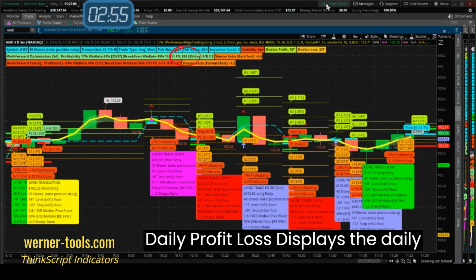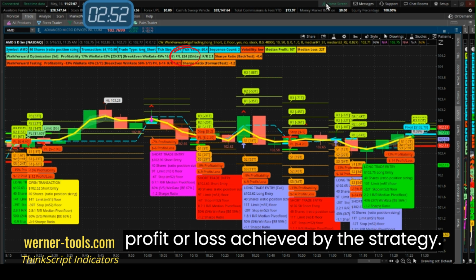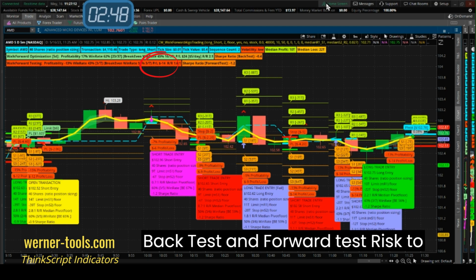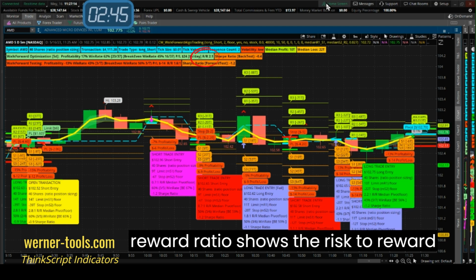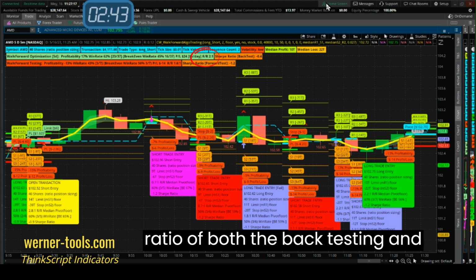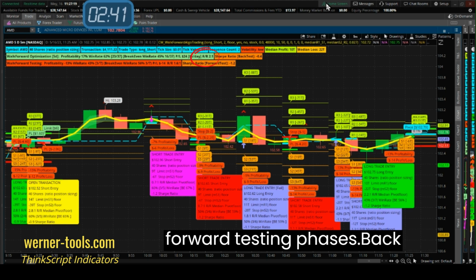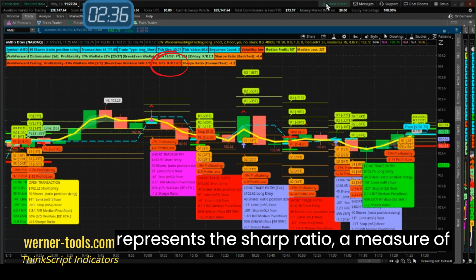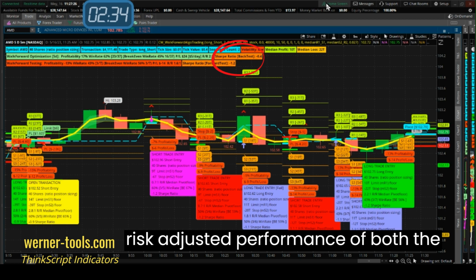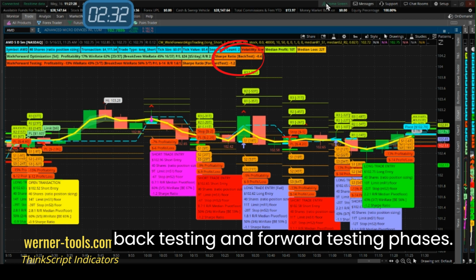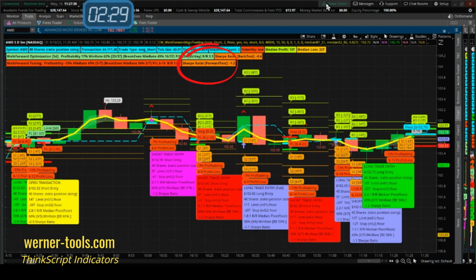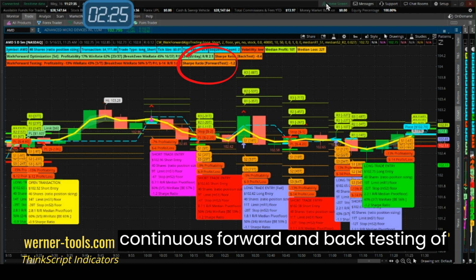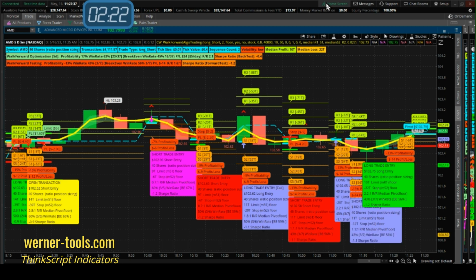Daily profit loss displays the daily profit or loss achieved by the strategy. Backtest and forward test risk-to-reward ratio shows the risk-to-reward ratio of both the backtesting and forward testing phases. Backtest and forward test Sharpe ratio represents the Sharpe ratio, a measure of risk-adjusted performance of both the backtesting and forward testing phases. Closing the settings panel restarts the continuous forward and back testing of the strategy to execute trades.